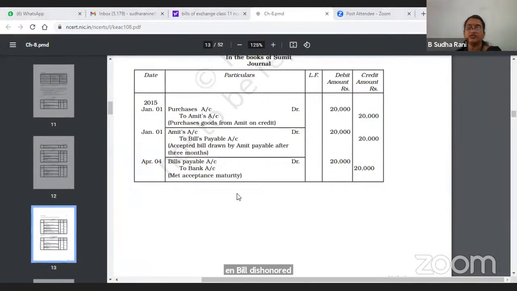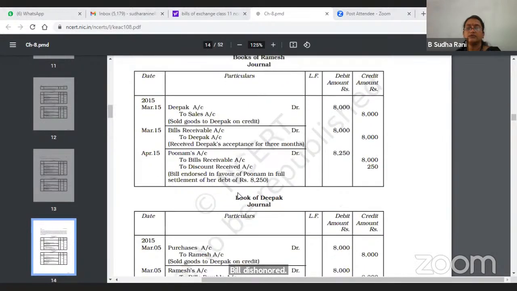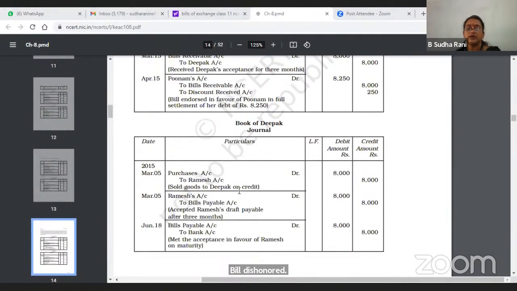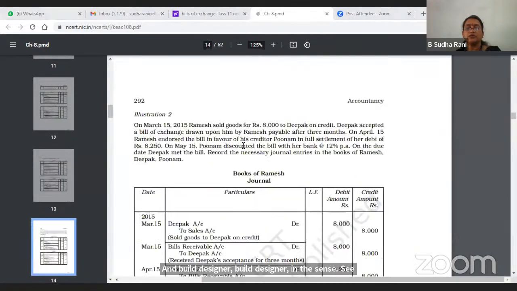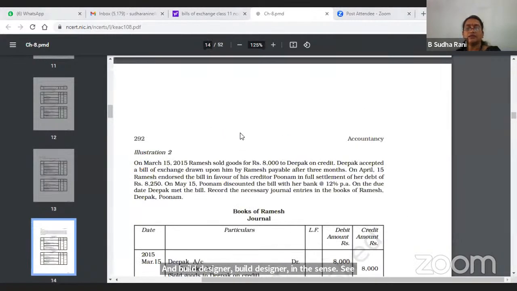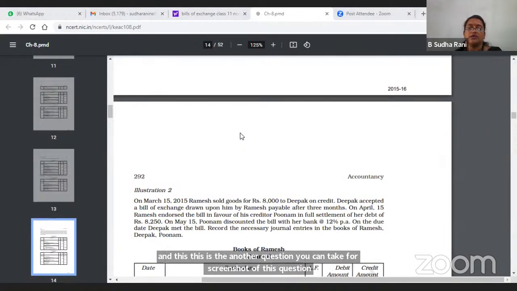When a bill is dishonored. Bill dishonored in the sense, see, this is another question. You can take the question. Take the screenshot of this question and try to solve it and let me know whether you are able to do it or not.